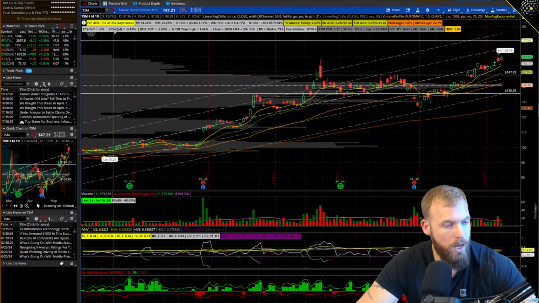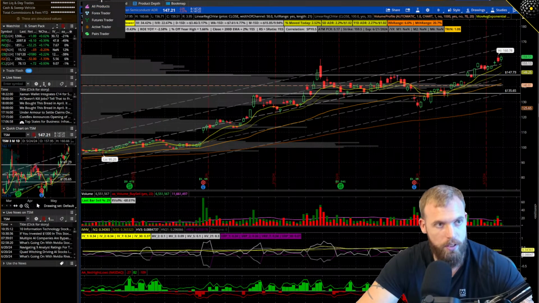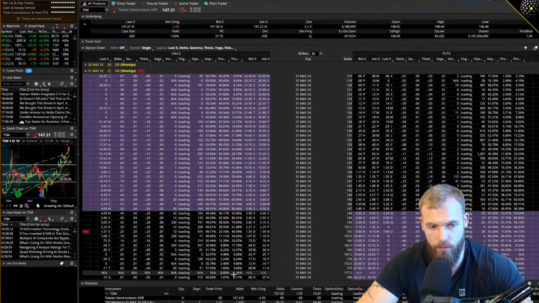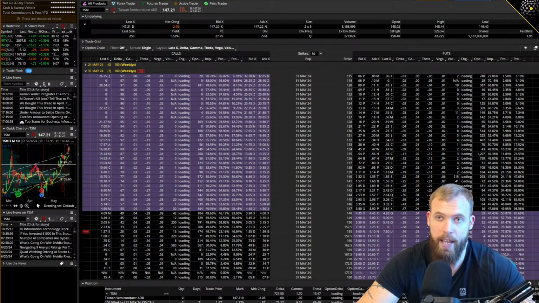So these are now in the money, the short calls specifically. So what's happening in this trade right now? Well, the first thing is I'm essentially using these long calls. This is called a ratio call diagonal, by the way.